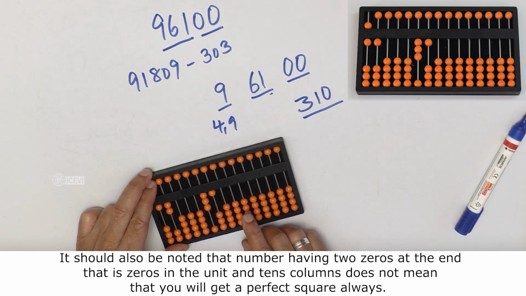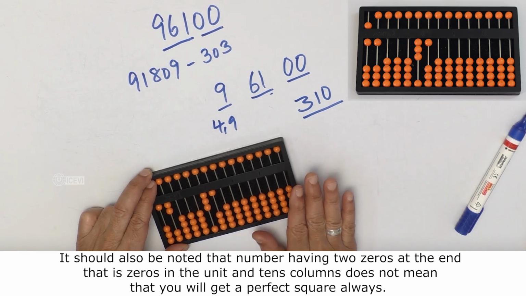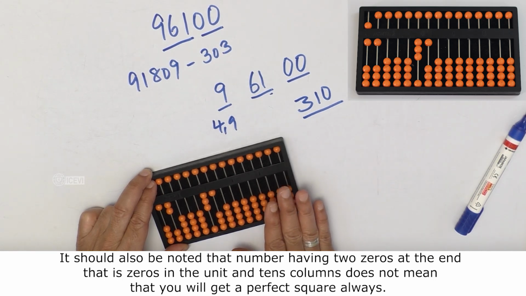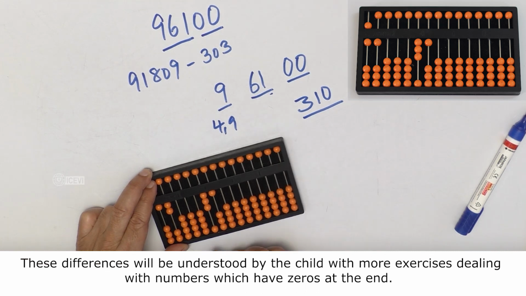It should also be noted that a number having two zeros at the end, that is zeros in the unit and tens column, does not mean that you will get a perfect square always. These differences will be understood by the child with more exercises dealing with numbers which have zeros at the end.